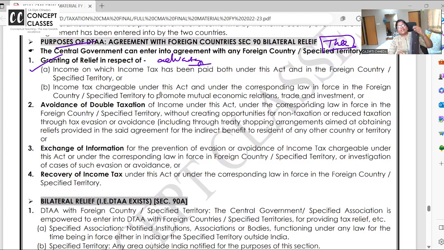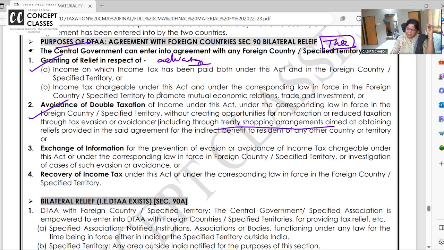So the first thing is granting of the relief. If you have an agreement, you can plan giving relief. Second is avoiding double taxation, without creating opportunities for non-taxation or reduced taxation through tax evasion, including through treaty shopping.